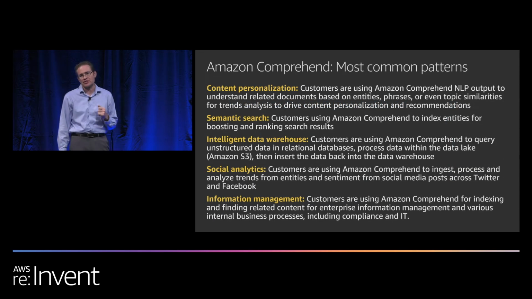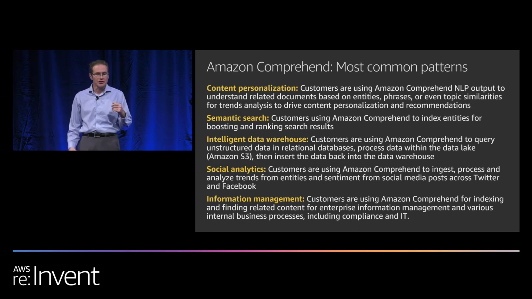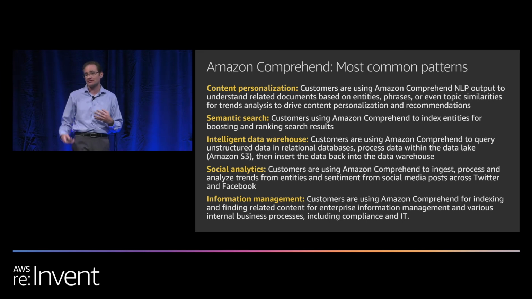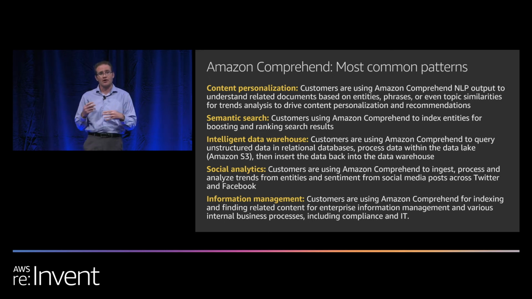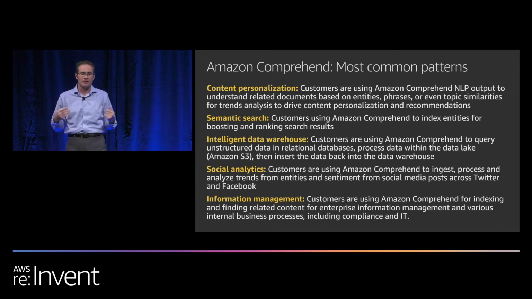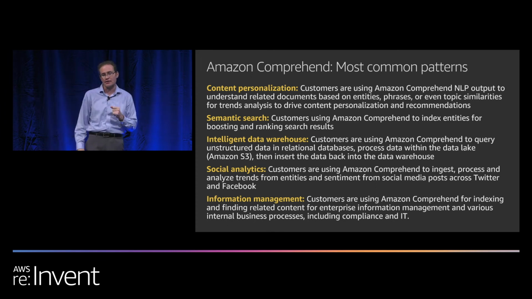So with content personalization, you could use Comprehend to actually take a look at different documents, finding the entities, phrases, or topic similarities for trend analysis. So you could do content personalization. You can, again, store that alongside the data that you already have and say, OK, well, this was about horses and that was about horses. Maybe they would like to see that content and recommend maybe that document, right?